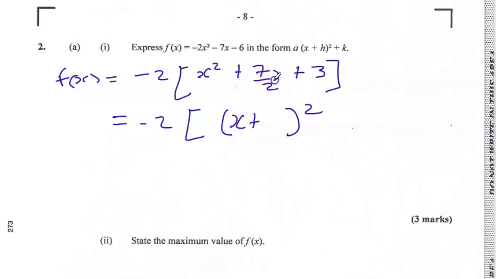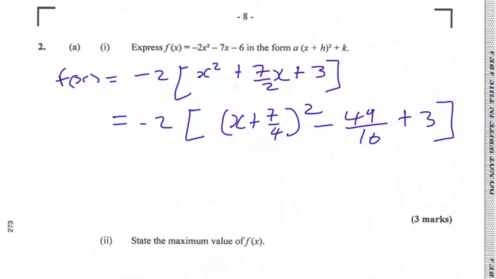Find half of the b value, which is 7x. Half of the b value would be 7 over 4. Minus the square of 7 over 4, that's 49 over 16, plus 3.